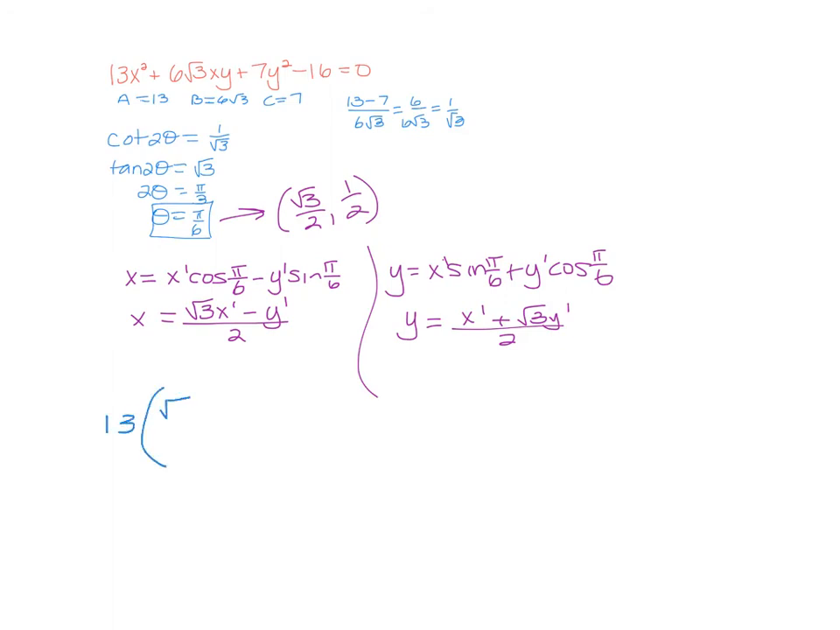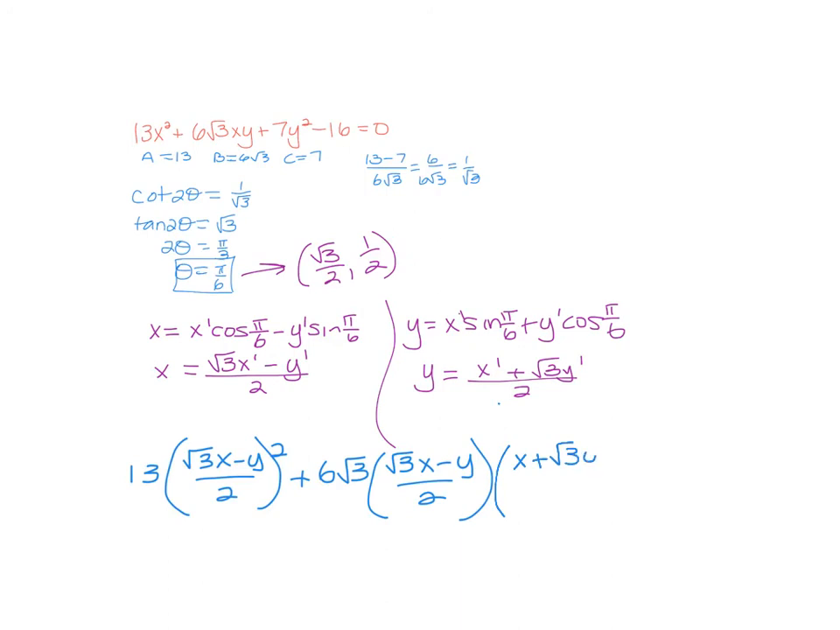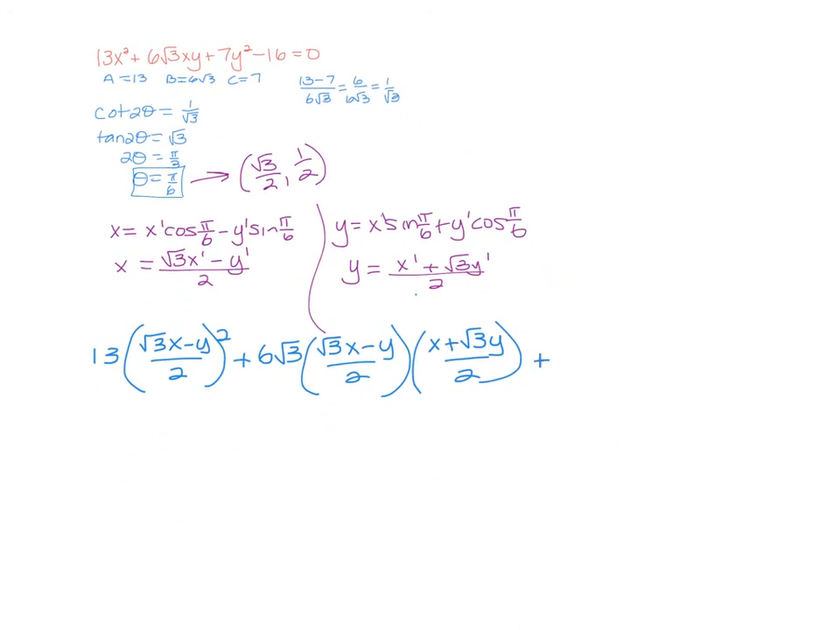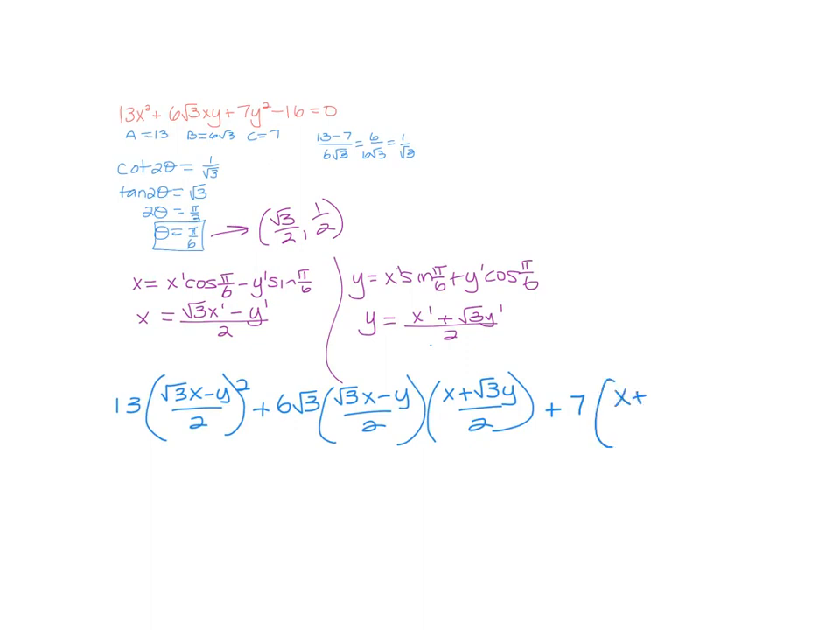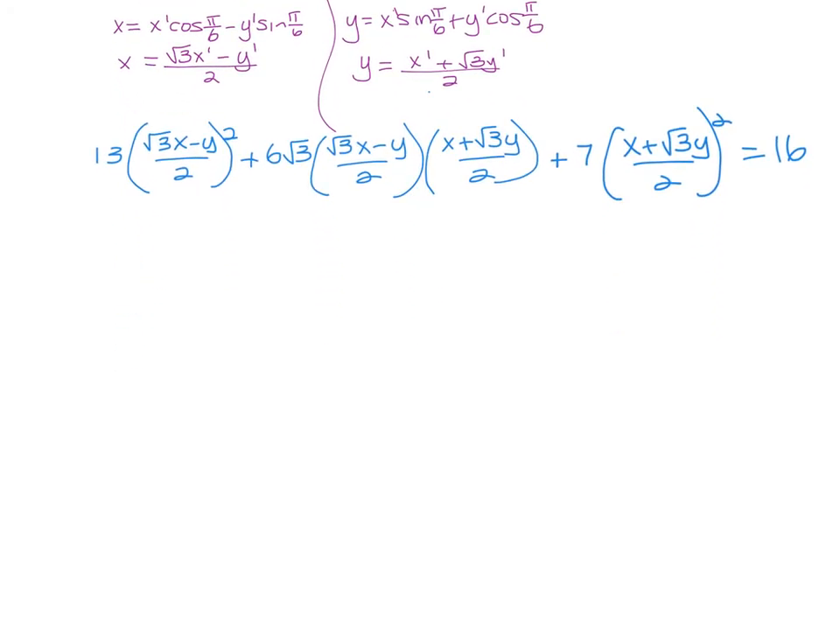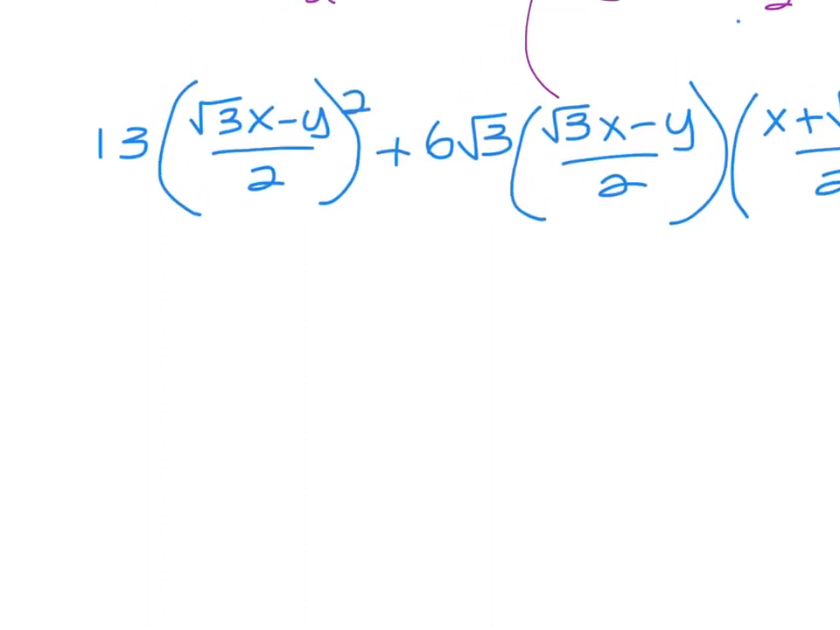So 13 times x squared. I'm going to drop the primes, but make sure I add them back in at the end. Plus 6 root 3 x y plus 7y squared. I'm going to bump the 16 to the other side. So I'm going to start by squaring the first perfect or squared binomial. I can use that shortcut. So 13 goes on the outside. Square the first term, which is 3x squared. Square the last term, which is y squared. 2 times the product of these, which would be negative 2 root 3xy. And the square of 2, which is 4.